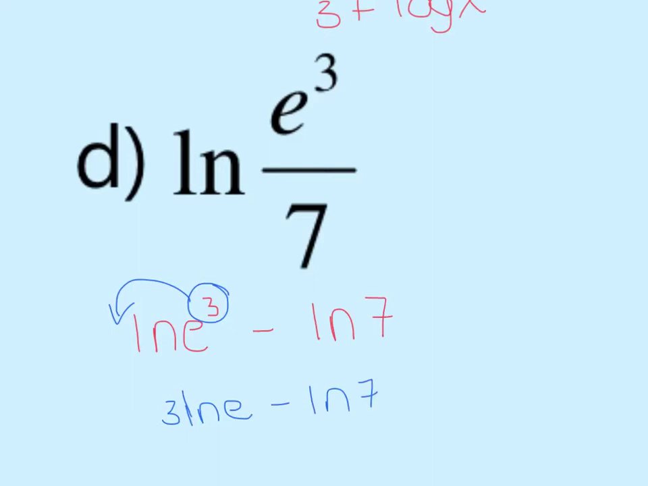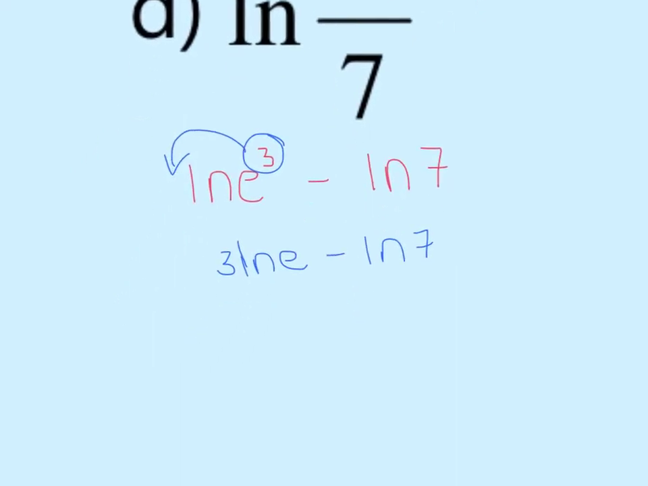And ln and e are inverses. And remember, ln, the base is e. So then I can clearly see that they're inverses. They reduce, and we're left with 3 minus ln 7.